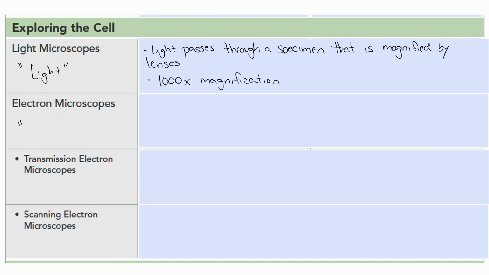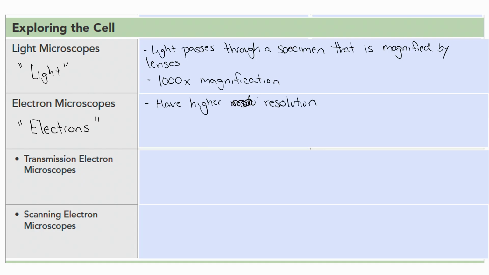Now, the next one allows us to see much smaller things, and it's called an electron microscope. So, electron microscopes use electrons, which are bombarded on the image, and it scans it, and a computer reads that image to magnify it at a much higher resolution. So electron microscopes have a much clearer picture and allow us to see things that are significantly smaller.